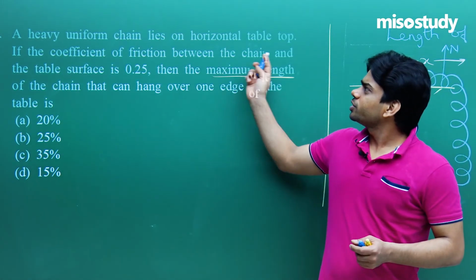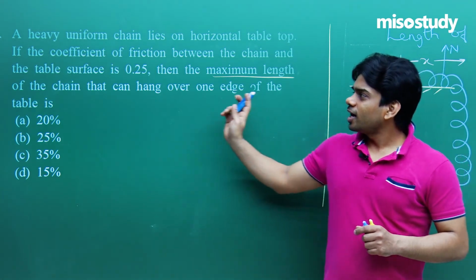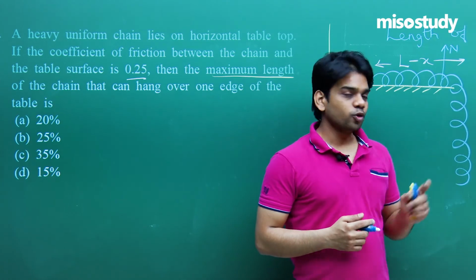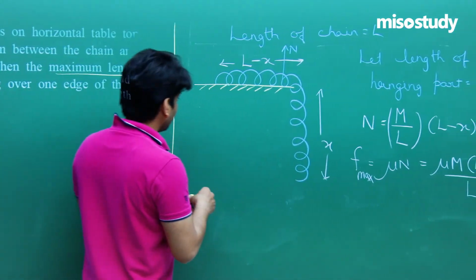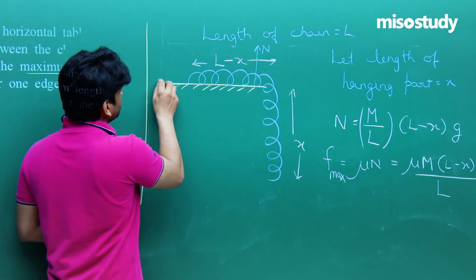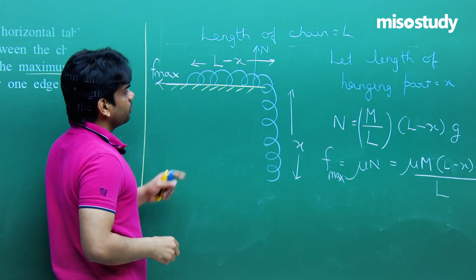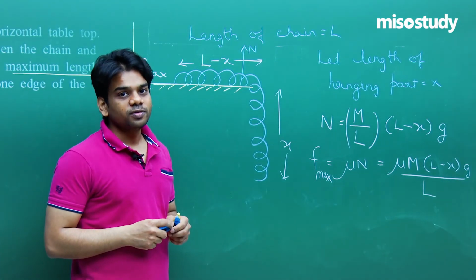A heavy uniform chain lies on a horizontal tabletop. It's given that mass is not provided, it's a heavy chain, and 0.25 is the coefficient of friction. Mu we have to use 0.25. Now you see here, this frictional force, F max, will be acting along this direction. This has to support its weight so that it will not fall.